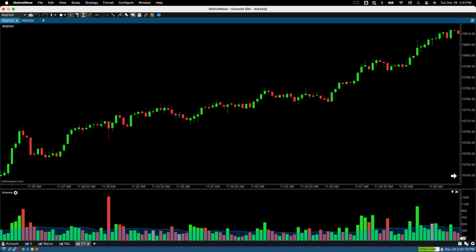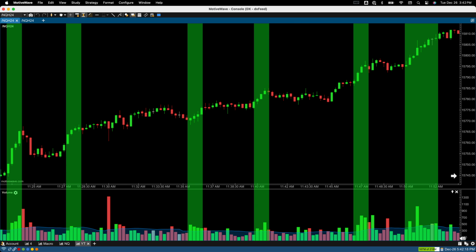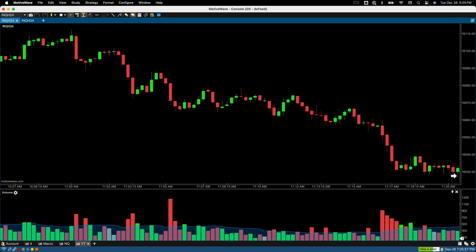In this first example, you could have used volume to confirm the uptrend. Notice how all of the rallies are accompanied by higher than average volume, as seen here. Just as important, any retraces in the rally were on below average volume, a strong sign that the trend is still intact and will continue to rally.